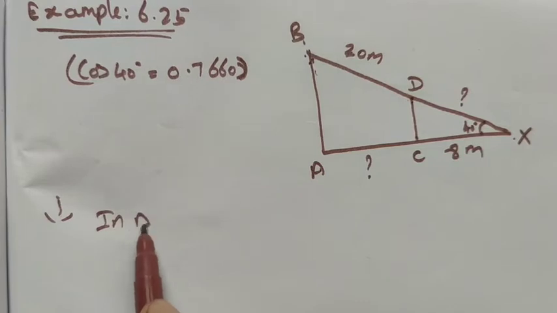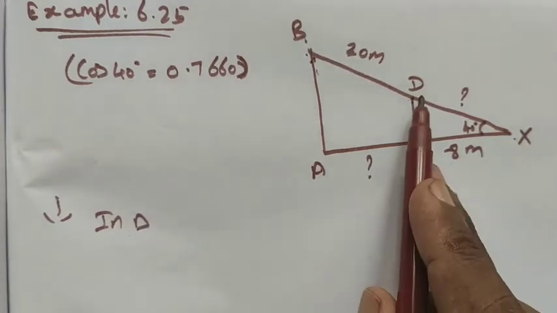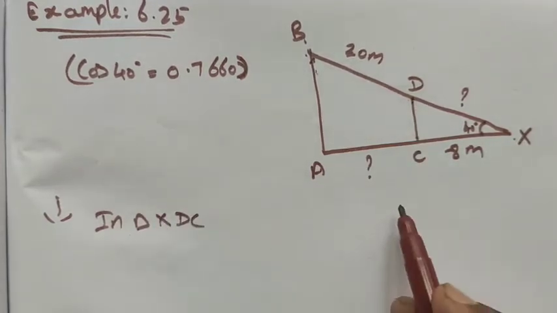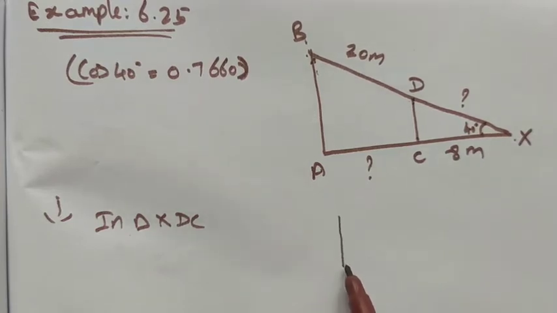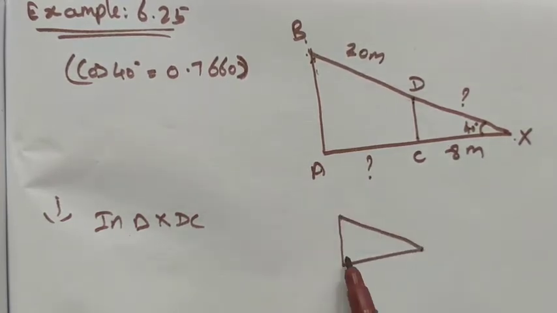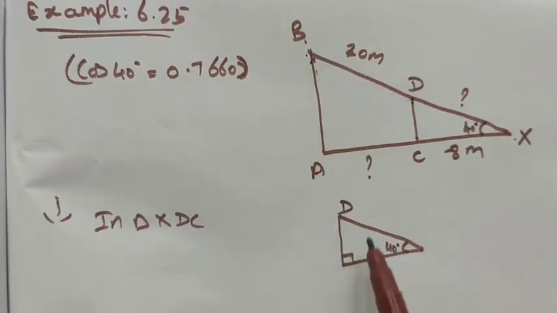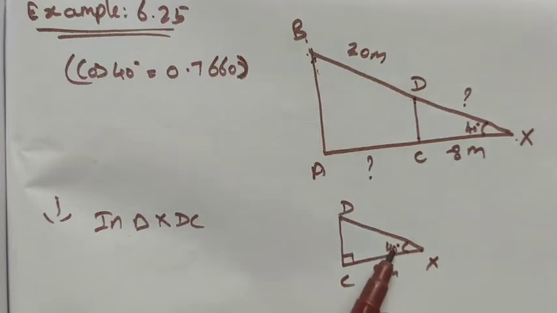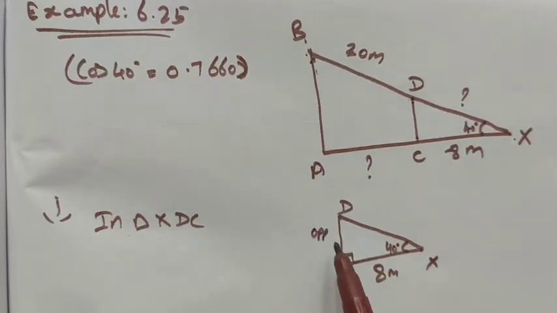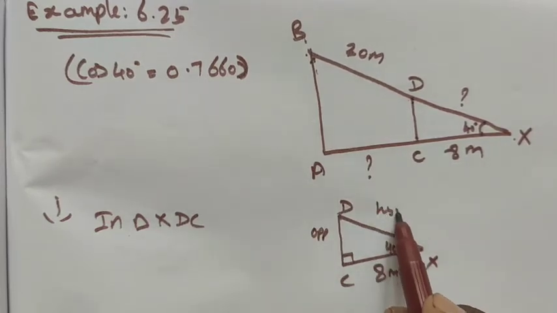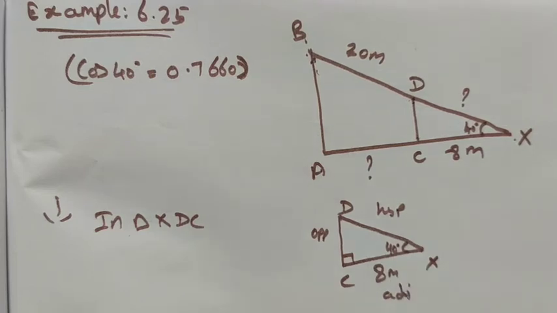Let me take triangle XDC. I draw this triangle separately. This is 90 degrees. This angle is 40 degrees. This is DCX. This is 8. This is the side opposite the angle, 90 degrees, so this is the hypotenuse side, and the remaining is the adjacent side.